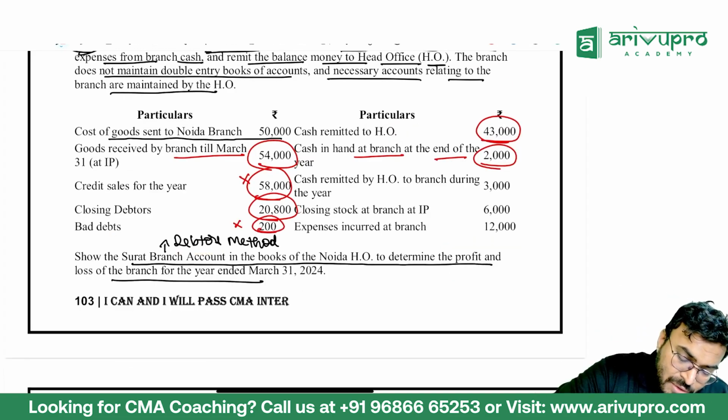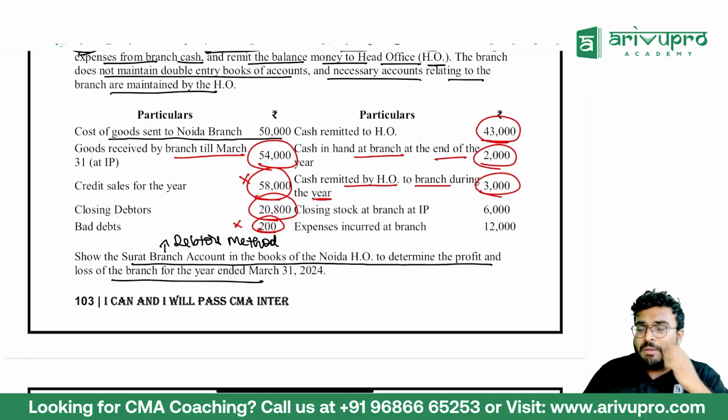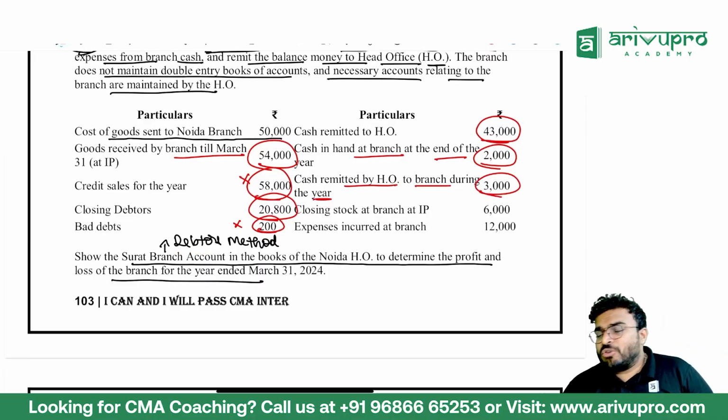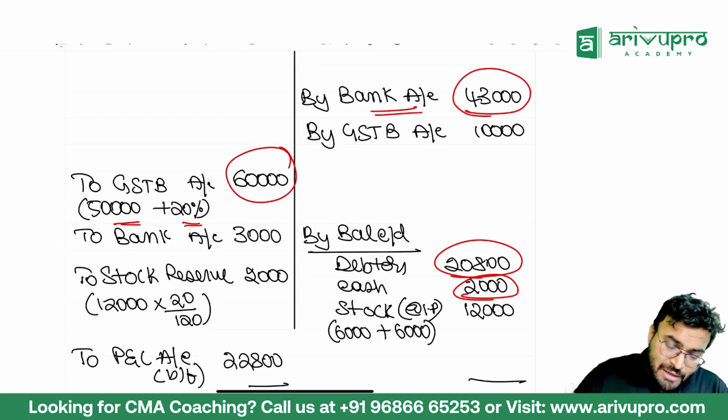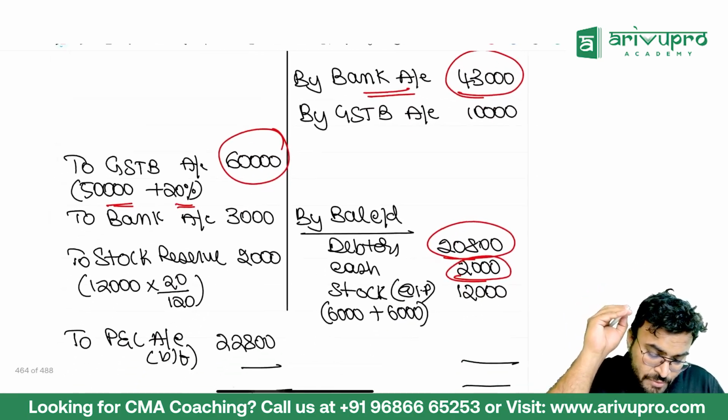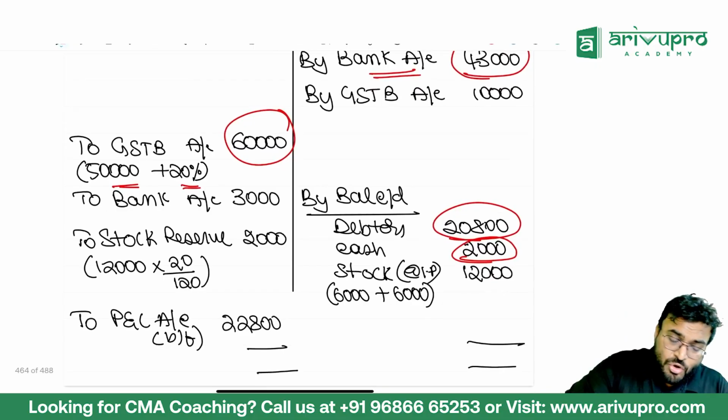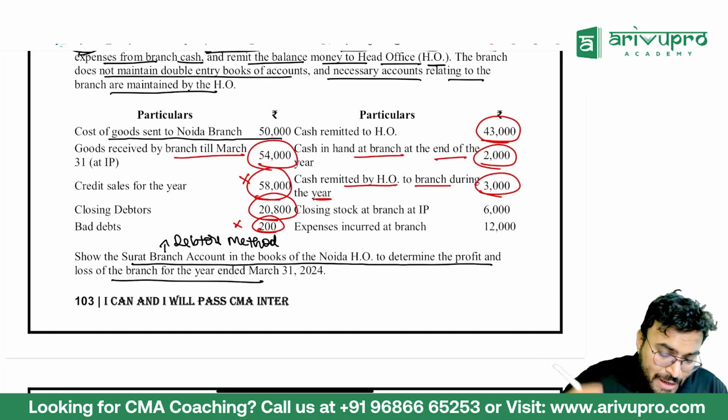Next you have cash remitted by head office to branch during the year 3,000. So what are we going to do? Cash remitted by head office to branch. So we'll pass the entry for 3,000. Head office sent, so branch account debited to bank account.